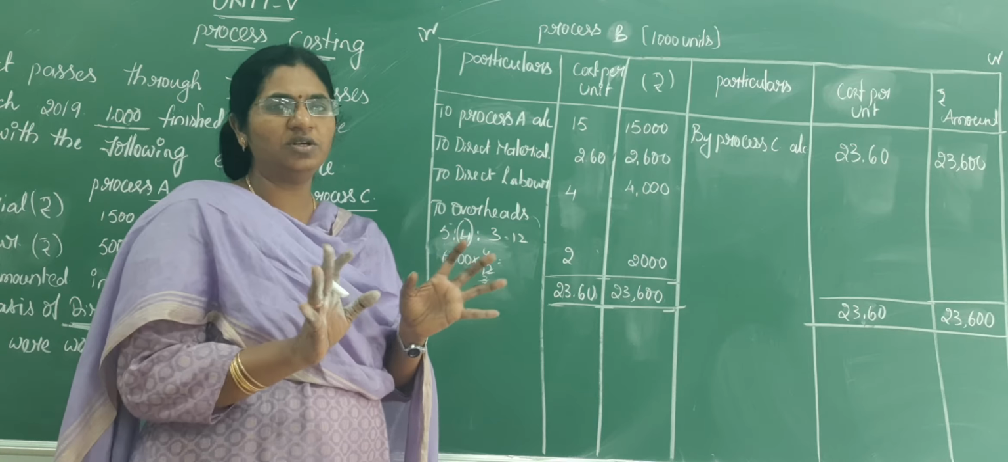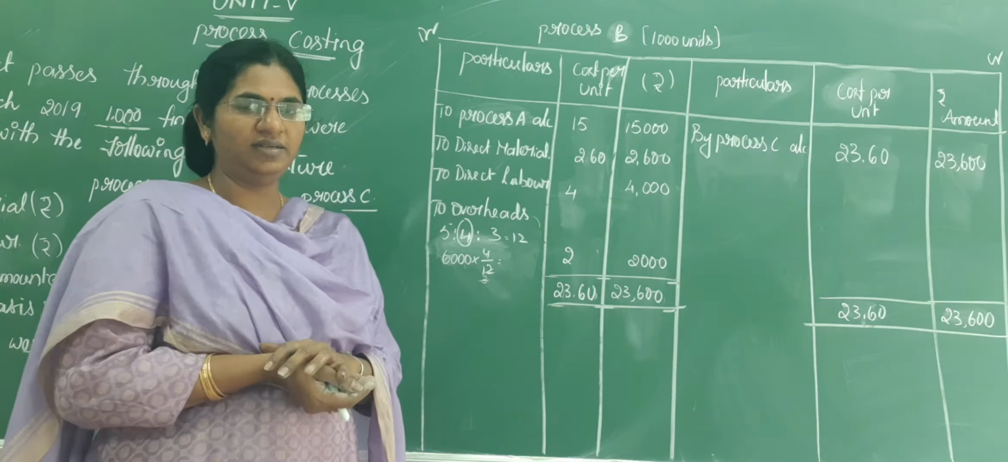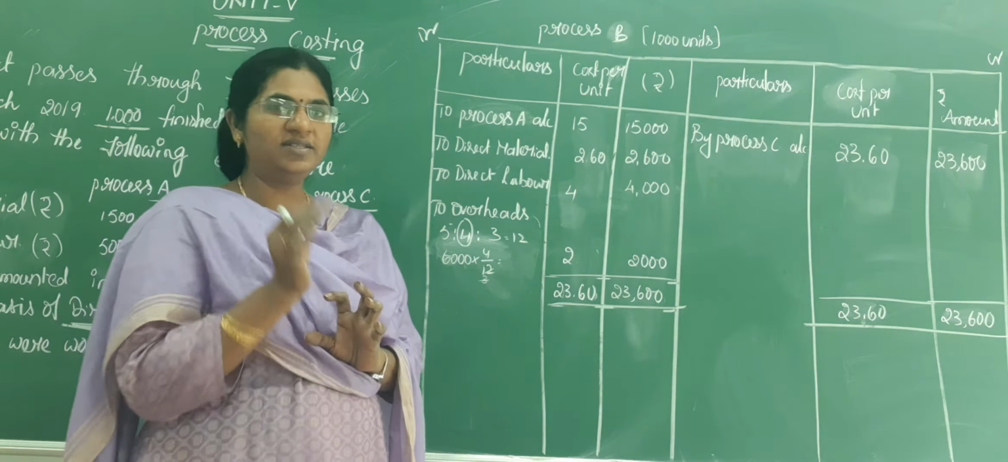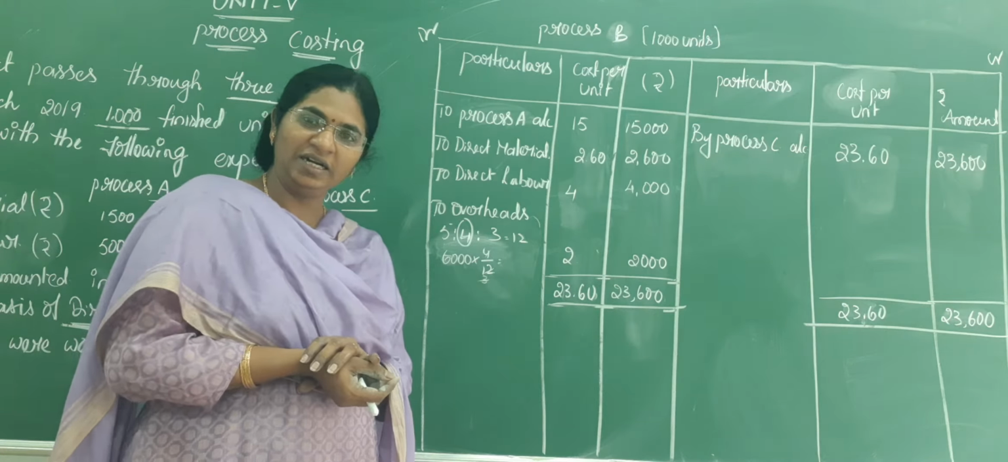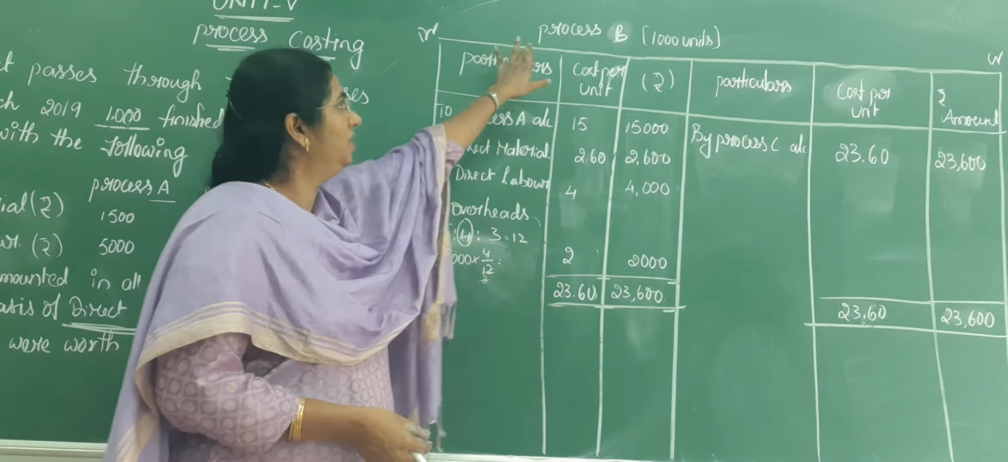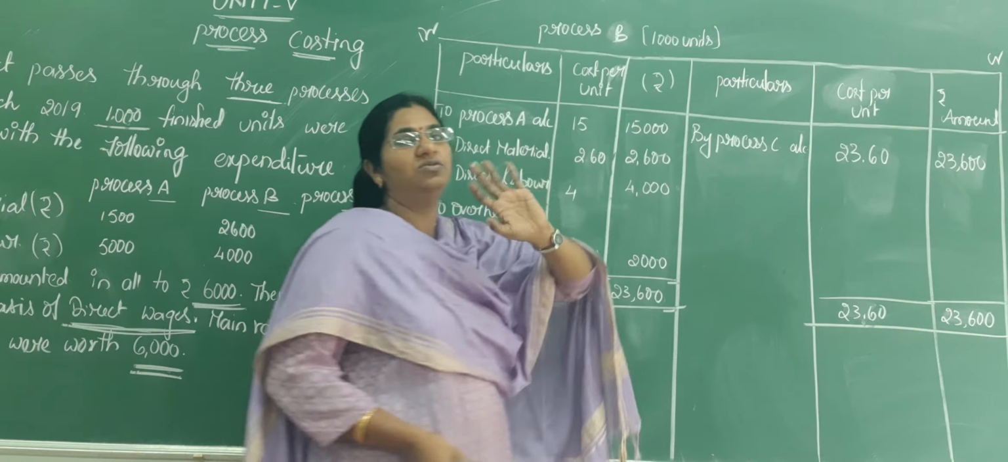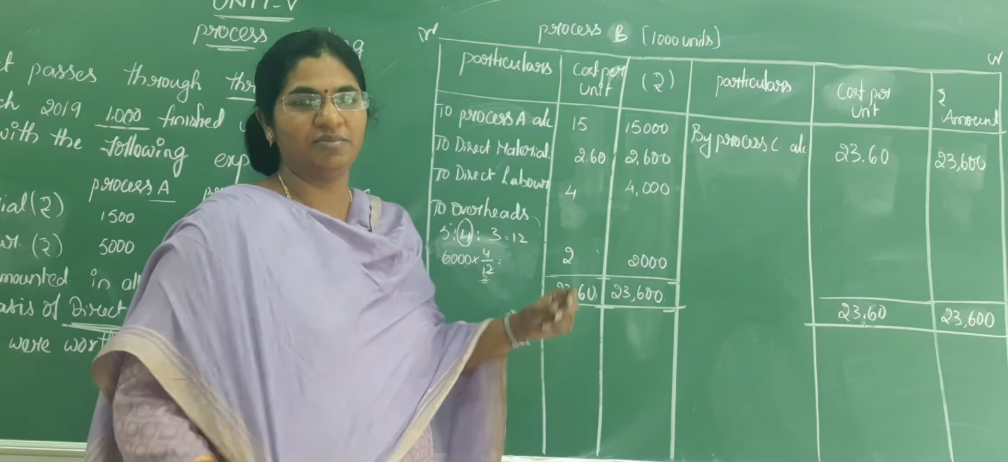See, finished goods are not going to change. We are just analyzing what is the total cost for all three processes and what is the unit cost in different processes. Now let us focus on process B. Process B for how many units? 1,000 units only. It's not going to change. Please keep that in mind.